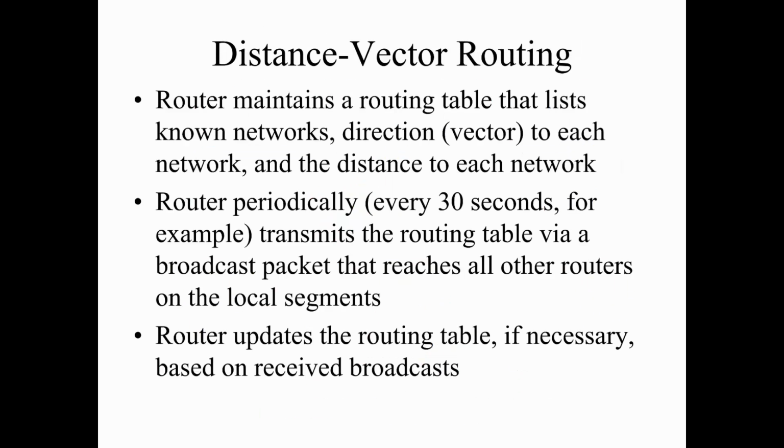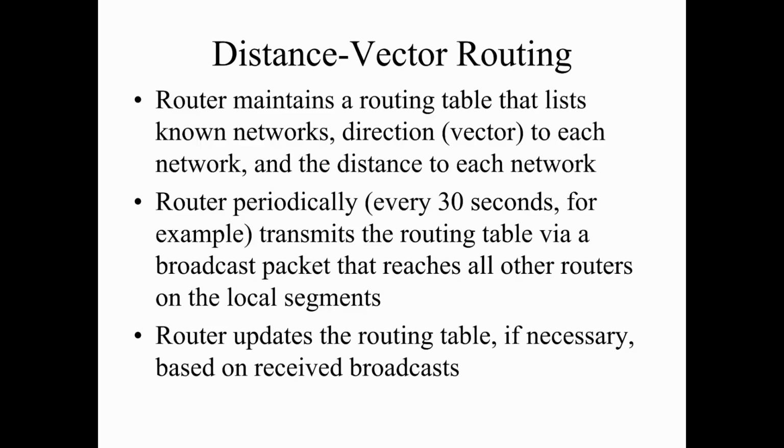So let's talk about distance vector. Routers maintain a routing table that lists known networks, their direction, also known as their vector, to each network, and the distance or the hop count to each network. Routers periodically, typically every 30 seconds, will transmit the routing table via a broadcast packet that reaches all other routers. Once all routers have all information, it's called convergence.